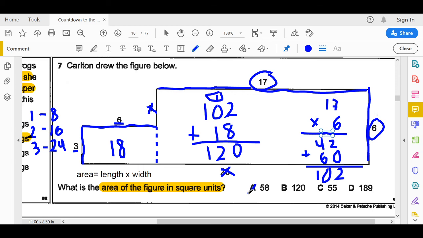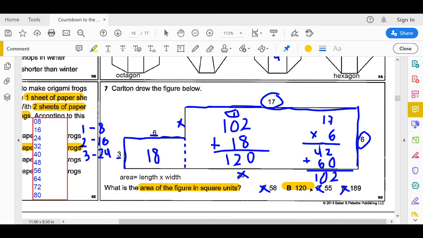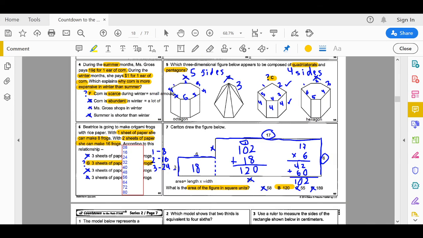Okay, so letter A is not a good option. Letter C is not a good option either. Letter D is a bigger number than I need. So my option is letter B, 120. Okay, amigos, so let's just check again the answers for all the paper.